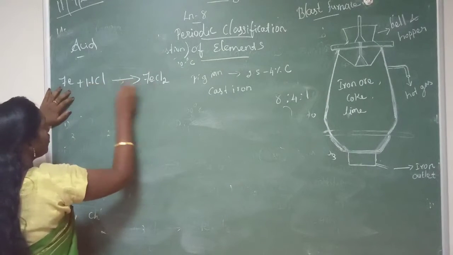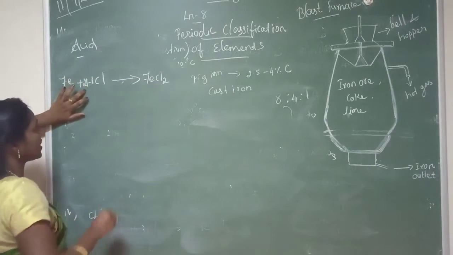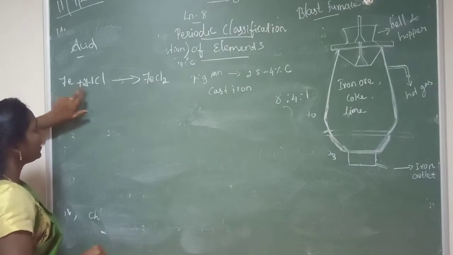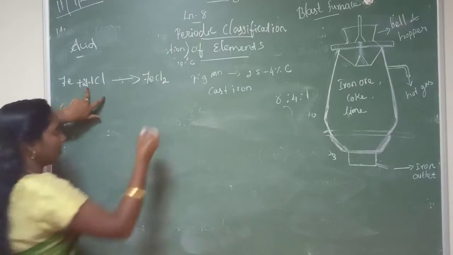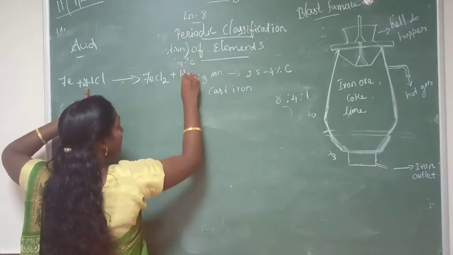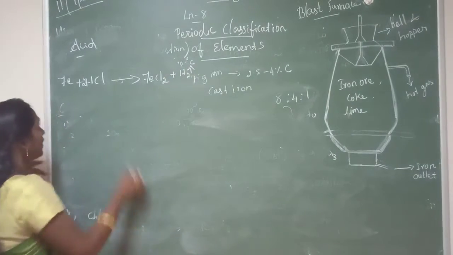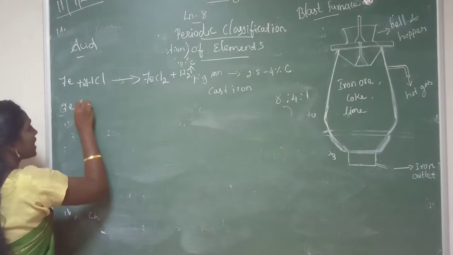So here 2 chlorines are there, so we can balance this equation, so that we get FeCl2, then remaining how many hydrogens are there? 2 hydrogens, so that hydrogen will be liberated. Okay, then next iron reacts with the sulfuric acid.